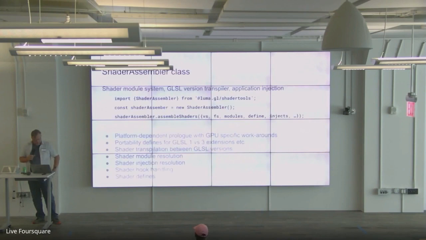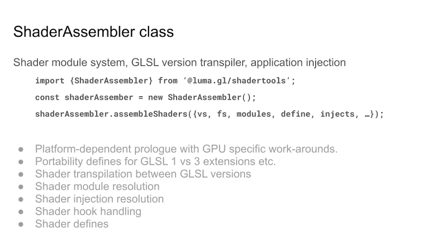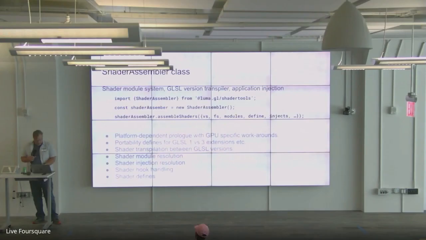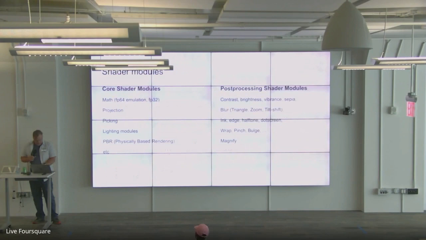And then we have our shader tools with the shader assembler, and it basically handles injections. So you can inject custom code in shaders. deck.gl uses that for powerful effects. If shaders and modules are written in different GLSL versions, it automatically transpiles them, so it does quite a bit of work. And it's available through a simple API. You instantiate the shader assembler, and you can assemble shaders.